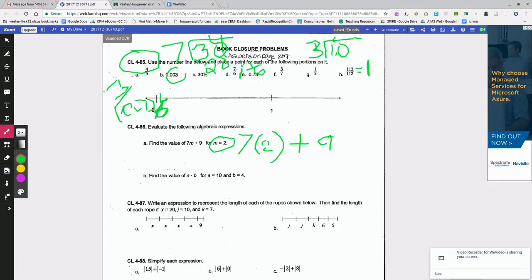Find the value of a times b for a is 10 and b is 4. So again, they told you a is 10. They tell you b is 4, so it's simply 10 times 4. Might have something like that tomorrow.